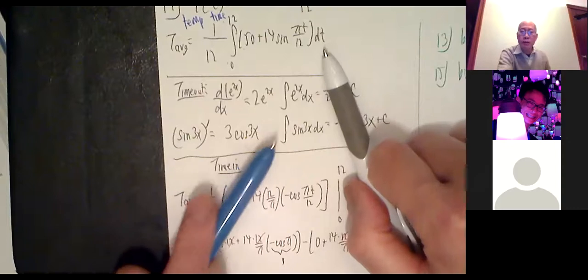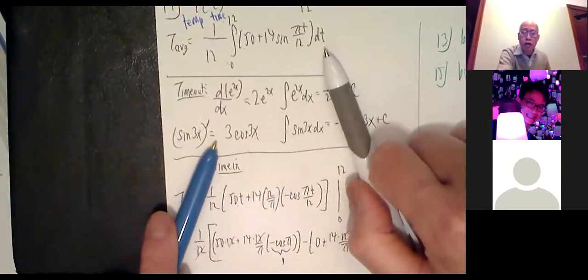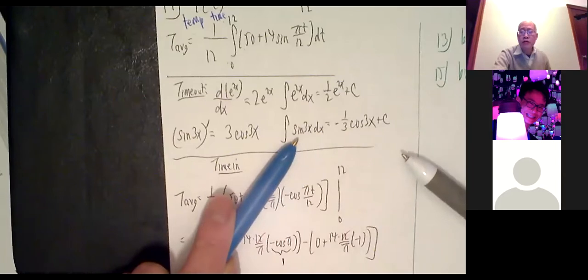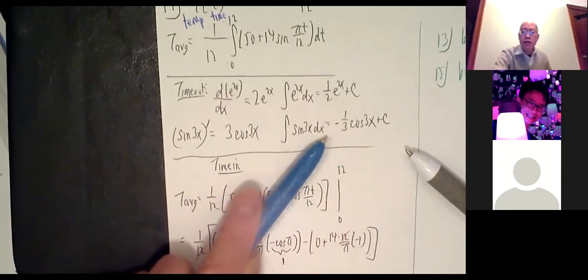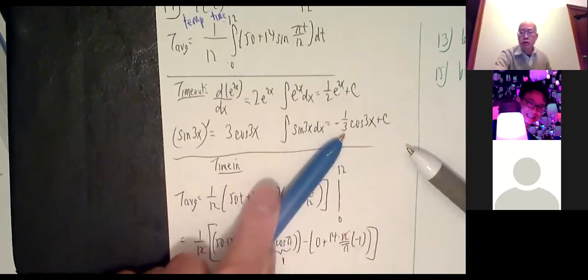So guess what happens if I integrate sine of 3x? Over here, you multiplied by 3. Now you divide by 3, or multiply by 1/3. The integral of sine is negative cosine, you might recall. So negative cosine 3x times 1/3. So here we go.